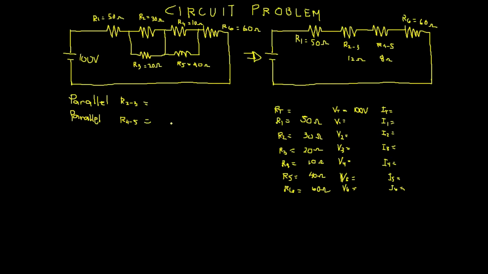So, after ma-simplify, ang equivalent circuit niyan ngayon ay series na. Magiging series na ngayon, na kung saan R1 plus R2-3 plus R4-5 plus R6. So, ang una natin gagawin is itong R2-3.